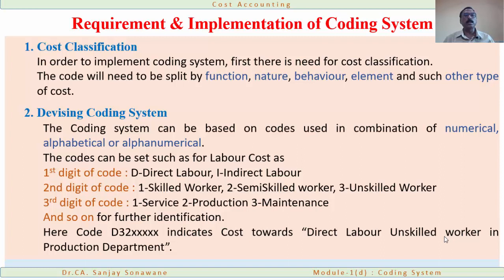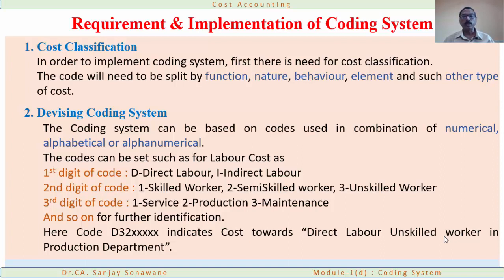First one is cost classification. In order to implement a coding system, first there is a need for cost classifications. Now what are the classifications we are going to learn as a cost accounting system? The code is split by functions, nature, behavior, or by elements. Functions means something like factory, office, selling and distribution. Nature means it can be material, labor, overheads.